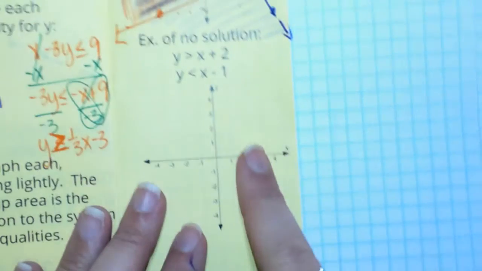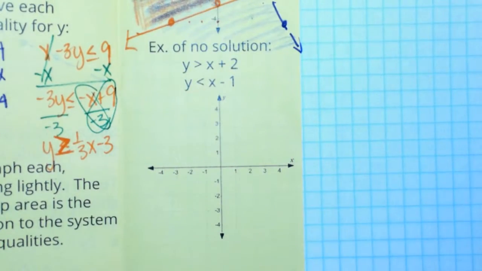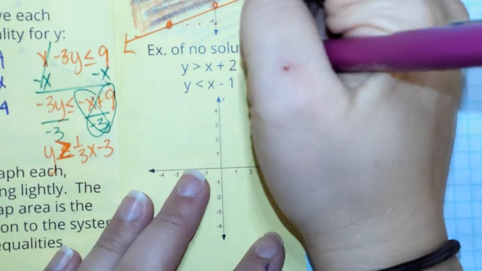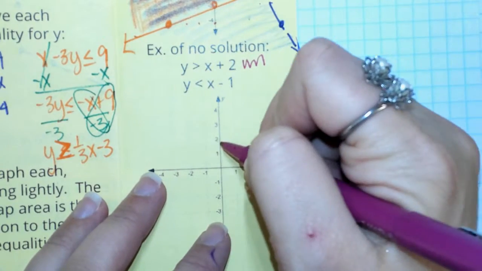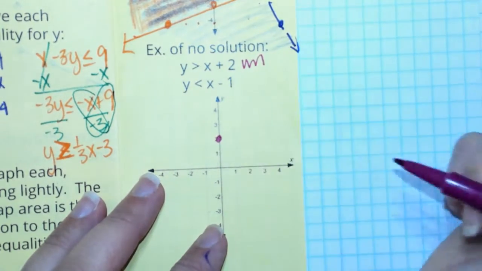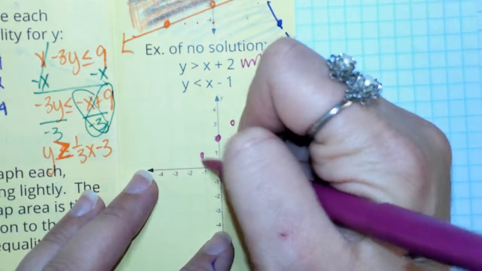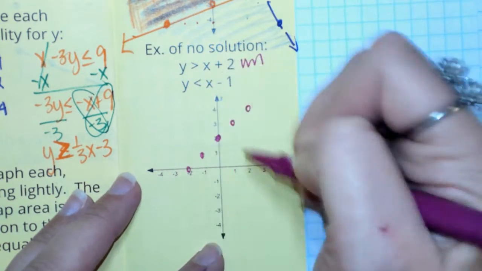Alright, let's grab this guy down here. And then I'm going to give you 2 homework problems. So this is what it looks like when it's no solution. You would go up 2 and put a dot. And then your slope is 1. So you would go up 1, right 1, up 1, right 1. Down 1, left 1, down 1, left 1, down 1.